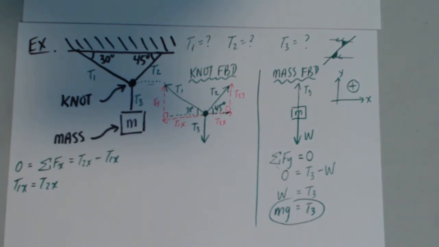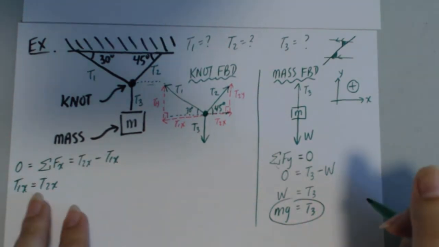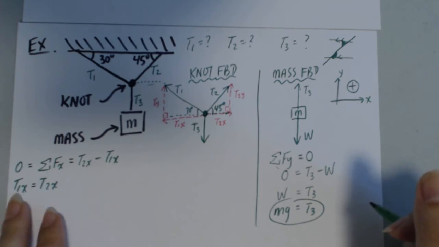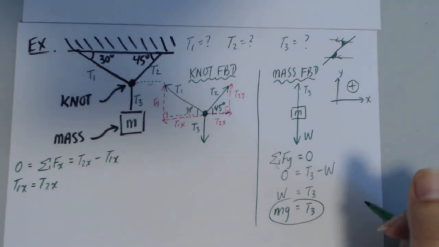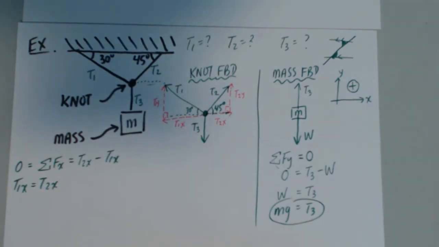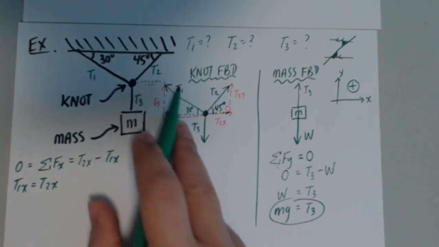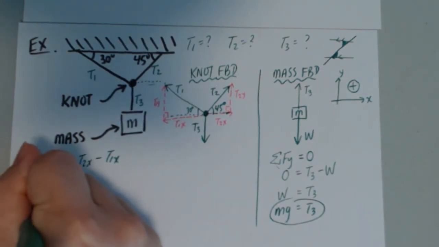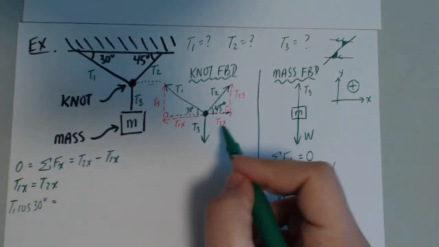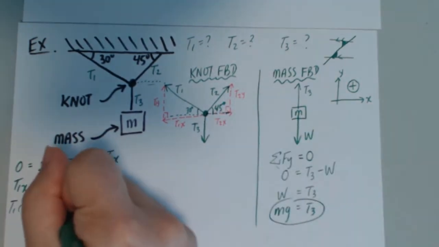Big piece of advice: whenever you have a force that's a component, always express it in terms of the original force and the angle. So either sine or cosine of the angle. So T1x is going to be T1 times cosine of 30 degrees. T2x is going to be T2 times cosine of 45 degrees.